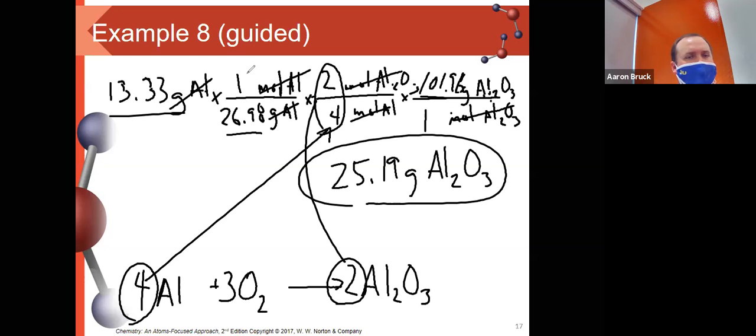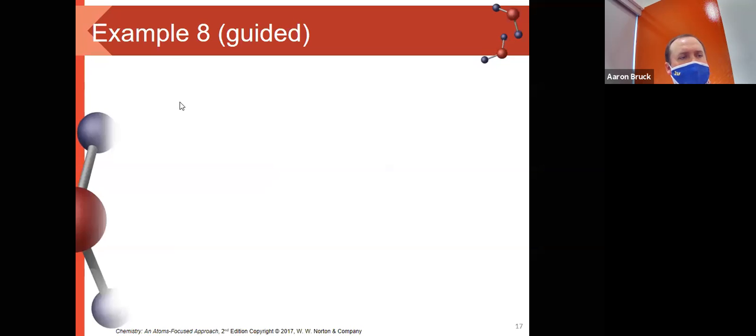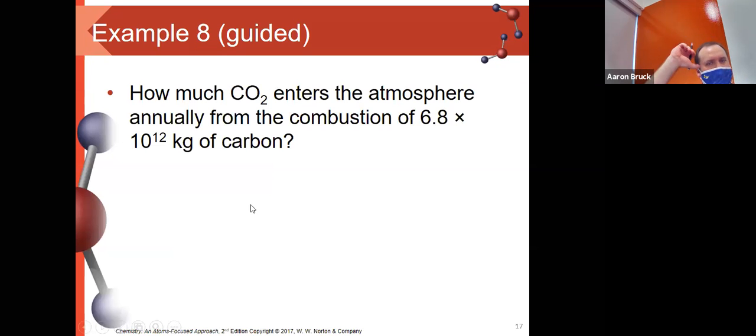All right. Any questions regarding this example? All right, then let's look at another example. How much carbon dioxide enters the atmosphere annually from the combustion of 6.8 times 10 to the 12th kilograms of carbon?